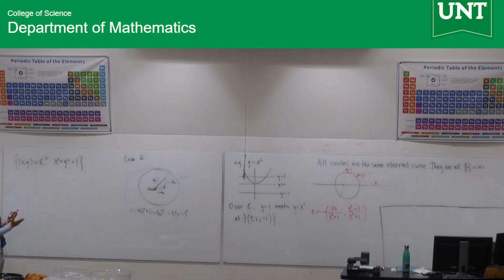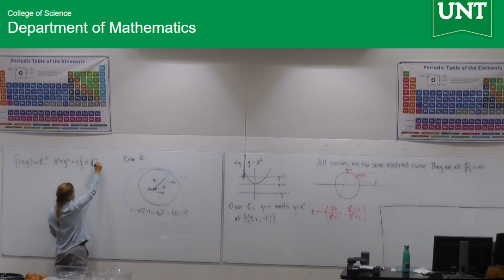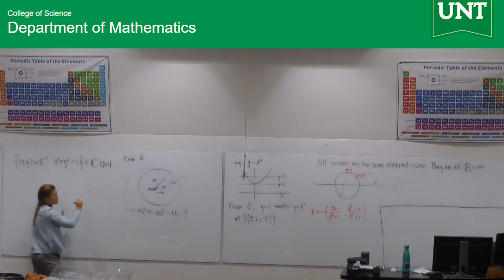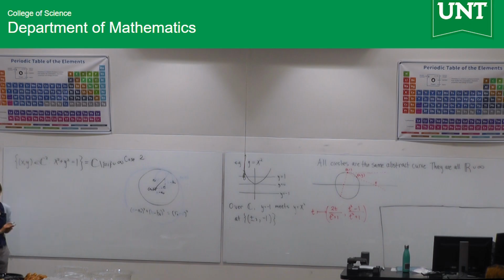And I claim that set is, in fact, a copy of the complex numbers minus 2 points, plus or minus i, union a point at infinity. So this deserves a little explanation.